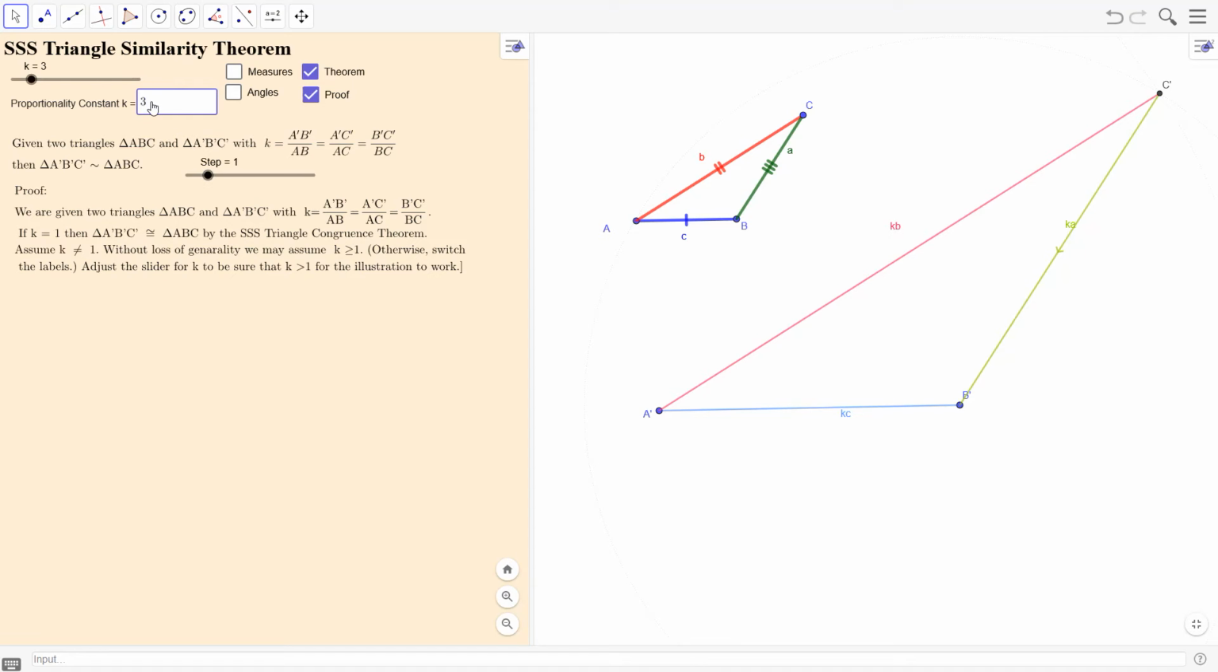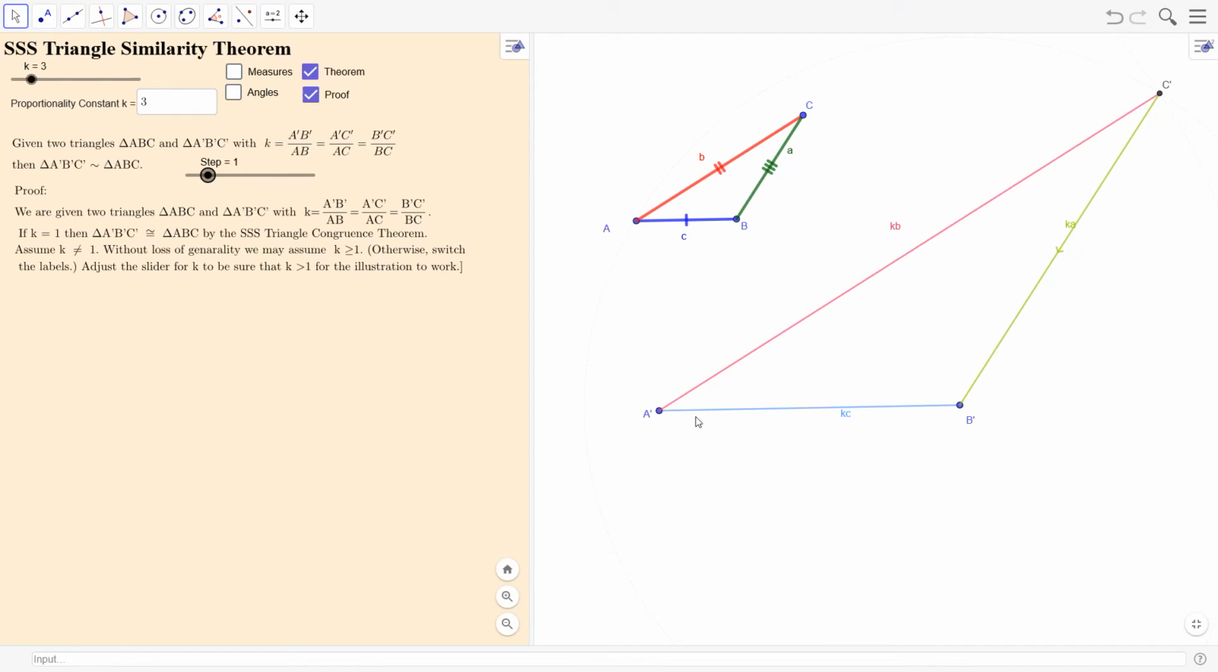If K is less than 1, then the second triangle is smaller than the first. Okay, well, what happens if the second one's smaller? No big deal. We just switch the letters, change the A to A prime and A prime to A, and then proceed with the proof that way. So that's why we say without loss of generality, we can make that assumption. Okay, so anyway, let's keep going.